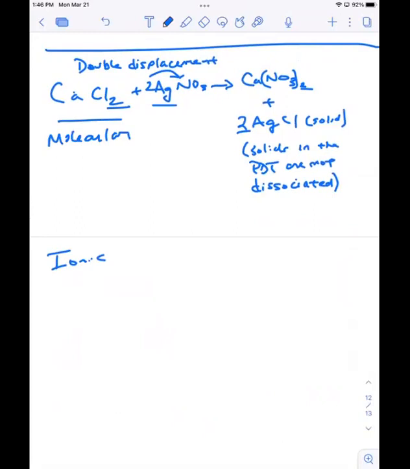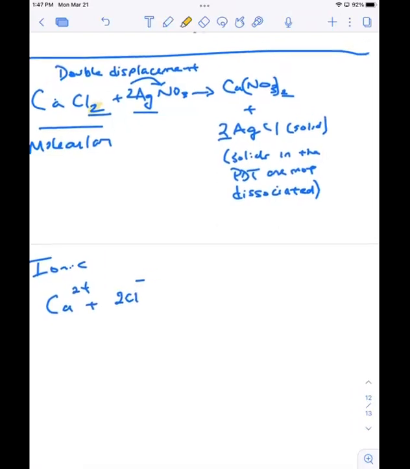So this is going to be Ca 2 plus, plus 2Cl minus, because I'm just taking that subscript and making sure I stay true to those numbers. And then it's going to be plus 2Ag plus, 2NO3 minus. That's on the reactant side.